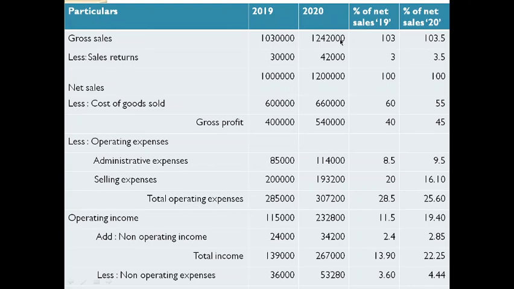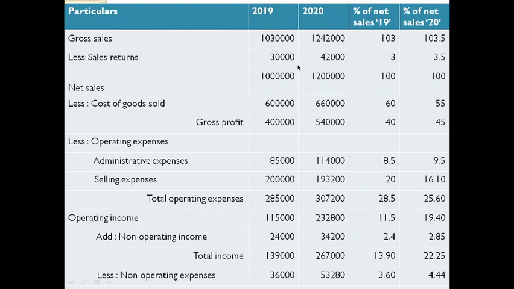10,30,000 in 2019, followed by 12,42,000, and you need to find the percentage of both years individually. That is, for 2019, 10,30,000. Here the percentage 103 is obtained by dividing this 10,30,000 by net sales, 10 lakh, into 100, you will get 103 percentage. Remember, here details of 2 years will be given. You need to follow the common size procedure at first. See, for 2019, the gross sales is 10,30,000 divided by 10 lakh, you will get 103 percentage.